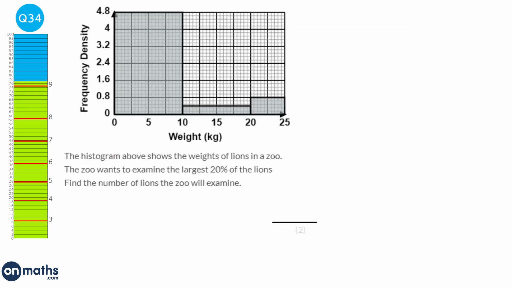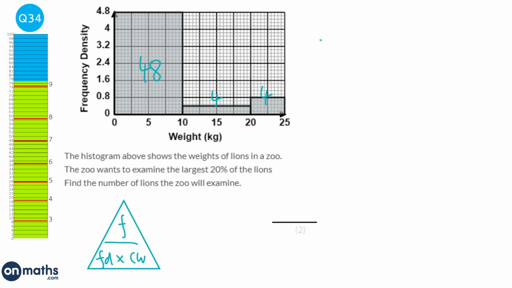So we first of all need to work out the frequencies in each of the bars. And we know that the frequency density is proportional to the frequency over the class width. So we're just going to go through each of these bars and work out what the frequency is. All we need to do is times the frequency density by the class width. So 4.8 times 10 is 48. The second one is 0.4 times 10, which would be 4. And then the last one will be 0.8 times 5, which will also be 4.